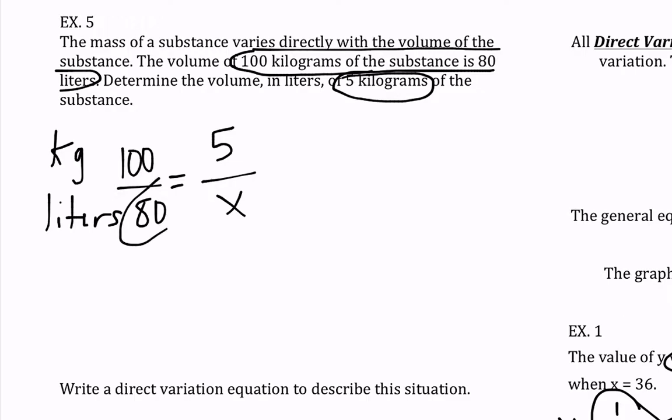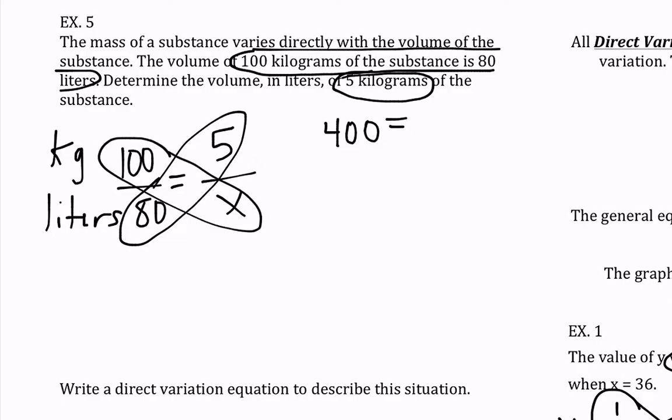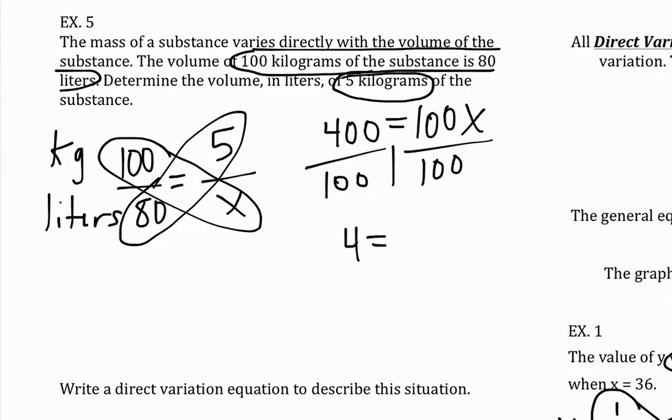So I'm going to take 80 and multiply by 5. 80 times 5 is 400. Don't forget to put your equal. And then multiply diagonally the other way. So 100 times X is 100X. Now to solve, I need to get rid of that 100 by dividing both sides by 100. 400 divided by 100 is 4. On the other side, my hundreds cancel, so X falls down. So I know that 5 kilograms of the substance will be 4 liters.